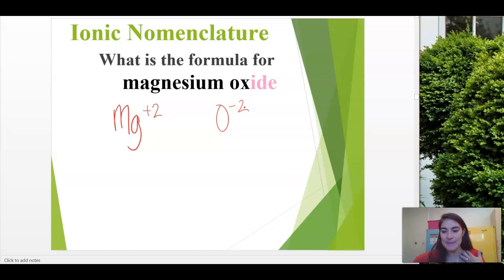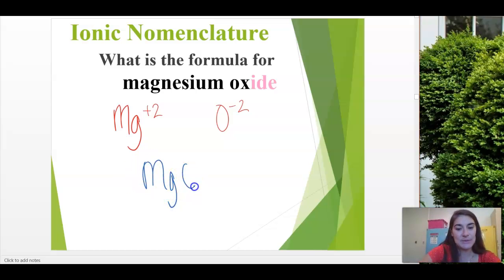And so this is sometimes where I'll see students do things like Mg2O2. No. All right. This one here, we simply need it to be just one of each because the positive 2 will cancel with that negative 2 and it becomes MgO.